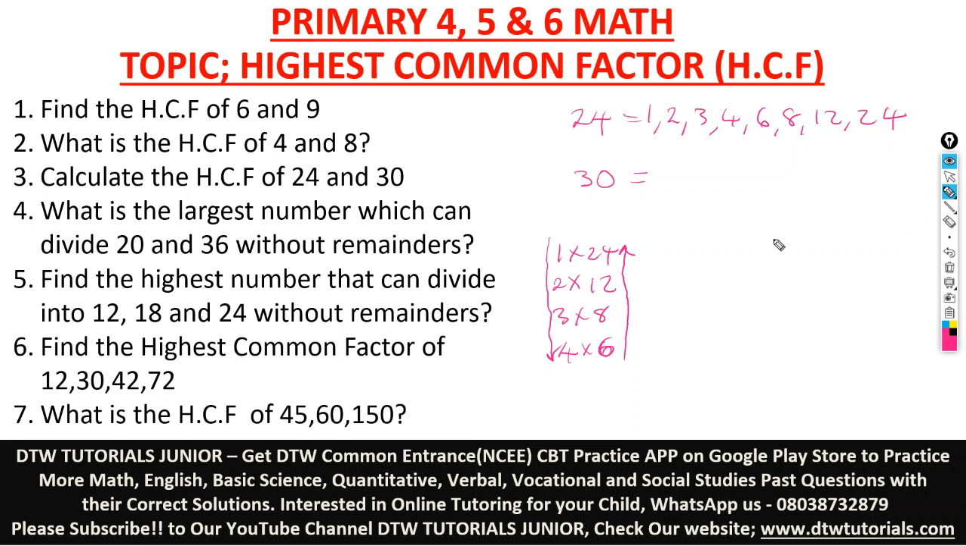Let's find the factors of 30. First, 1 times 30 will give us 30. 2 times what will give us 30? 2 times 15 will give us 30. 3 times what will give us 30? 3 times 10 will give us 30. Please make sure you watch the video on finding factors first before you come to this video. It's very important you watch that video.